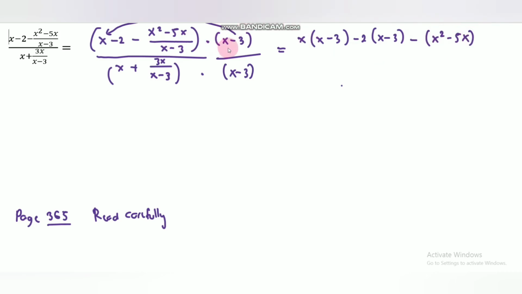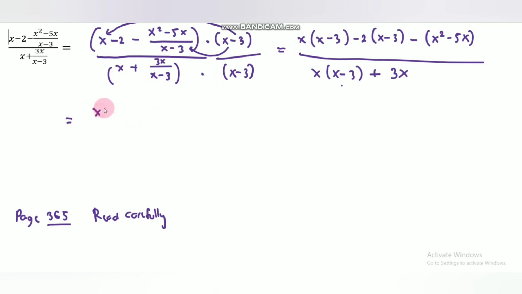Why? Because when I multiply x minus 3 into this fraction, I cancel the denominator and that factor, x minus 3. Therefore, it's just the numerator that is left. Okay, I hope that you can see the point here. So over, this one is x multiplied by x minus 3 plus 3x. So yeah, we have a simpler situation here. So let me just distribute everything.